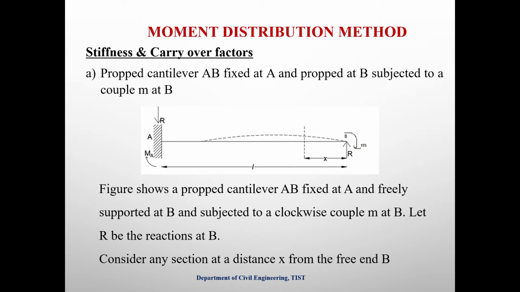The first one is propped cantilever AB fixed at A and propped at B, subjected to a couple M at B. This figure shows a propped cantilever AB fixed at A and freely supported at B, subjected to a clockwise couple M at B. Let R be the reaction at B. Consider a section at a distance of x from the free end B.